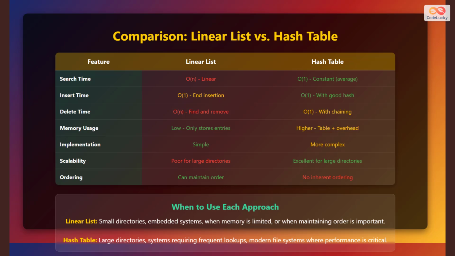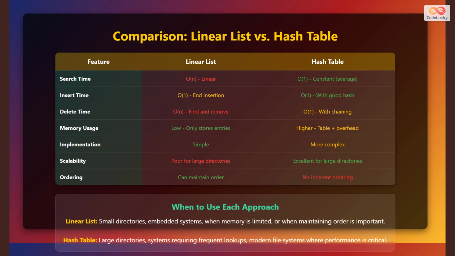Memory usage is low for linear list and higher for hash table because of table and overhead. Linear list implementation is simple, while hash table is more complex. Scalability is poor for linear lists when there are large directories and excellent for hash tables. Linear lists can maintain order, while hash table has no inherent ordering.